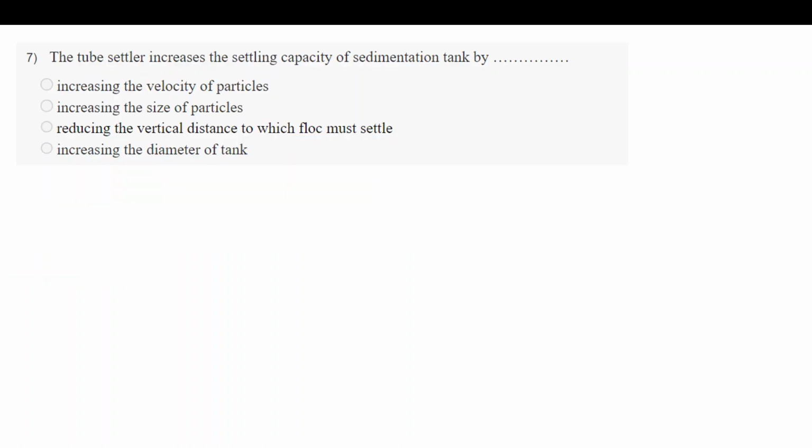Next question is, a tube settler increases the settling capacity of a sedimentation tank by dash. So here tube settler means we are reducing the vertical distance. As we reduce the vertical distance, the distance any particle has to travel reduces, and hence the settling can be faster. Okay, so here the option is C, which is the correct answer.